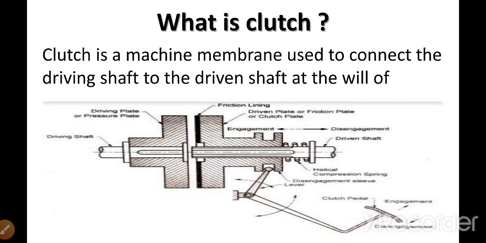As you know, a clutch is a machine member which is used to connect the driving shaft of a prime mover, such as an IC engine or an electric motor, to the driven shaft. Engagement and disengagement of the driving shaft with the driven shaft is carried out with the help of a clutch. In the figure here you can see a single plate clutch.